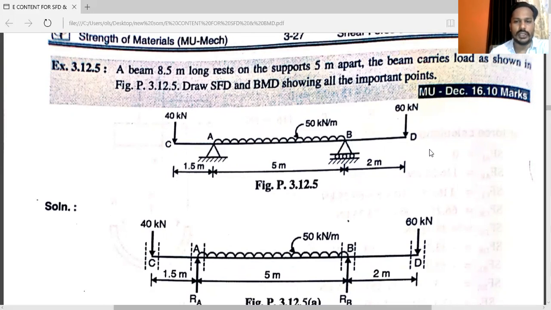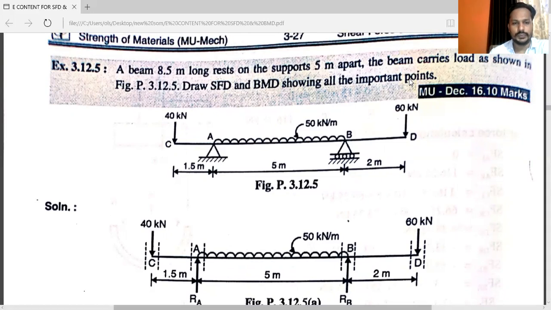See, steps for each and every problem are the same. First step is to calculate support reaction. The second step is shear force calculation. Third one is to calculate bending moment. And fourth one, important points like calculation for point of contraflexure.